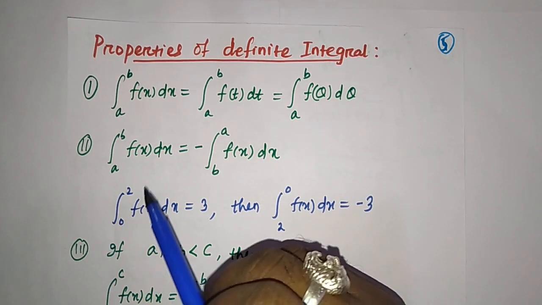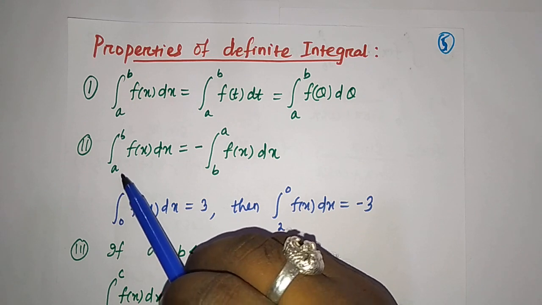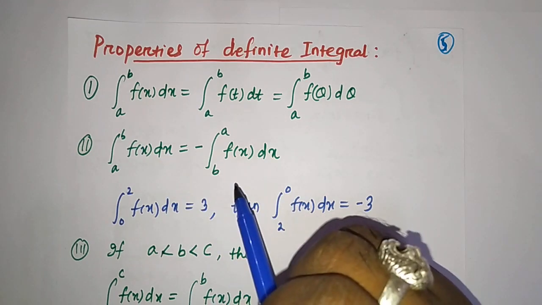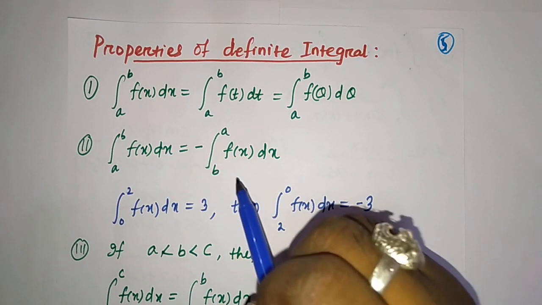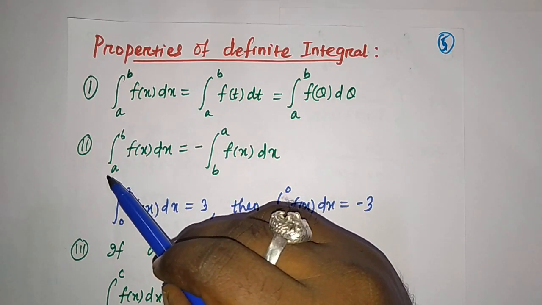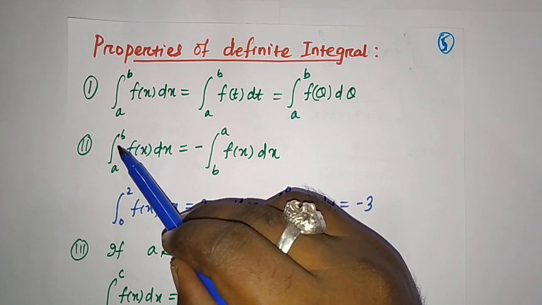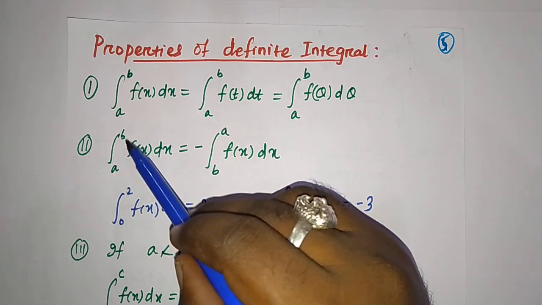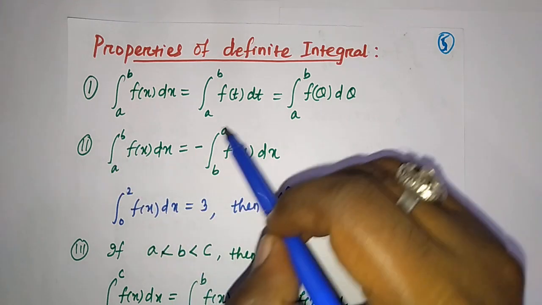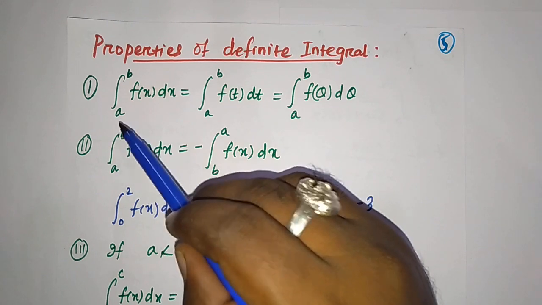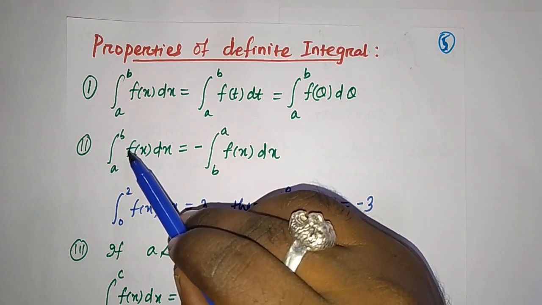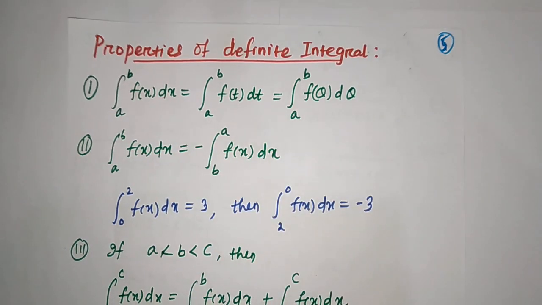Okay, next come to second property. Here integration of f of x from a to b is equal to minus of integration of f of x from b to a. If we interchange its lower limit and upper limit, see here this lower limit I have taken to upper limit, and here upper limit I have taken to lower limit. If you interchange this lower limit and upper limit, then one minus sign you will get.